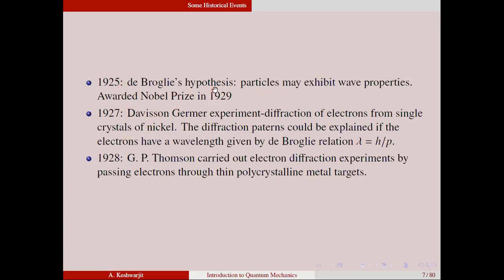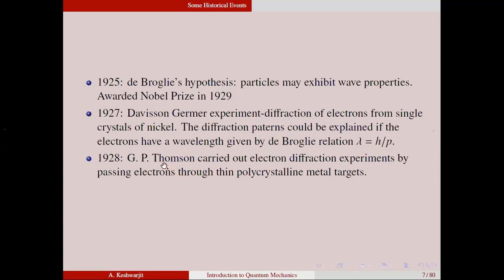This de Broglie hypothesis was confirmed by the Davisson-Germer experiment in 1927. And what did Davisson and Germer do? They performed diffraction of electrons from a single crystal of nickel. The diffraction pattern could be explained if the electrons have a wavelength given by the de Broglie wavelength, that is, lambda equal to h by p. These experiments show that electrons behave like waves, because only waves can interfere and produce an interference pattern, and only waves can produce a diffraction pattern. Particles cannot produce a diffraction pattern.